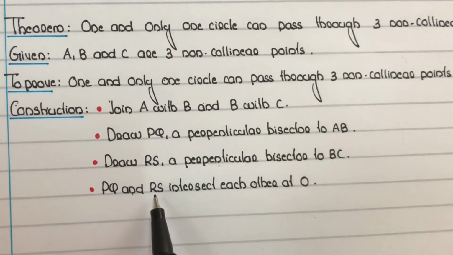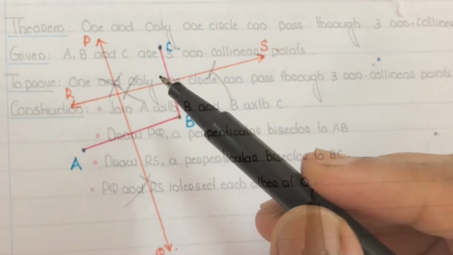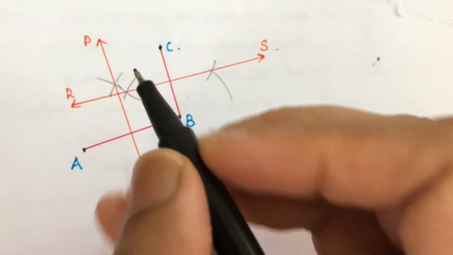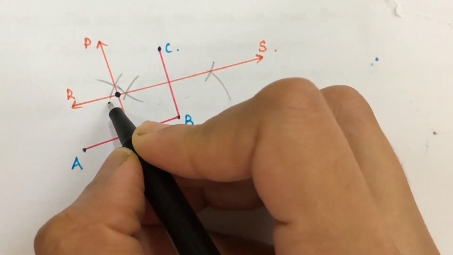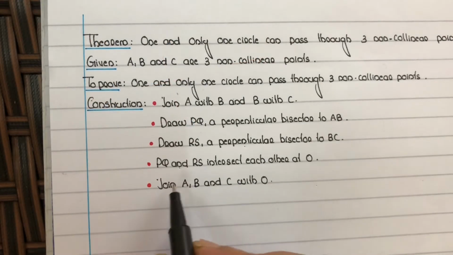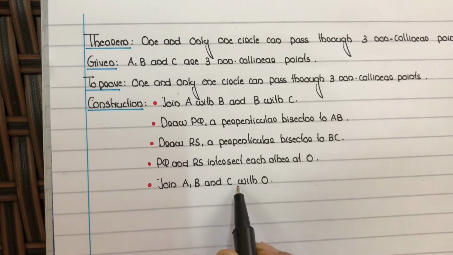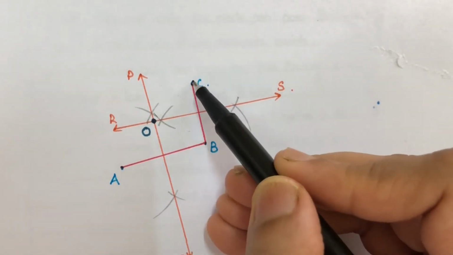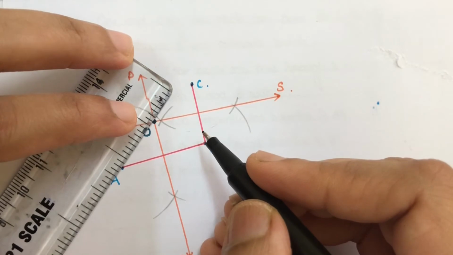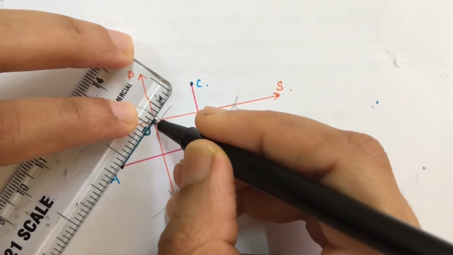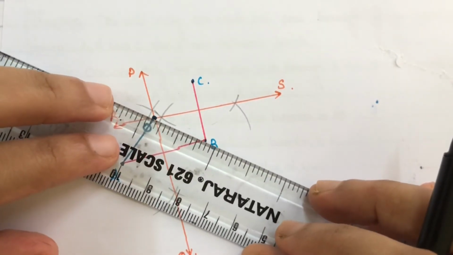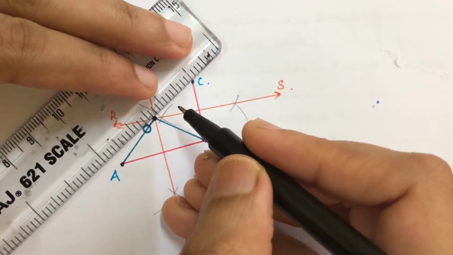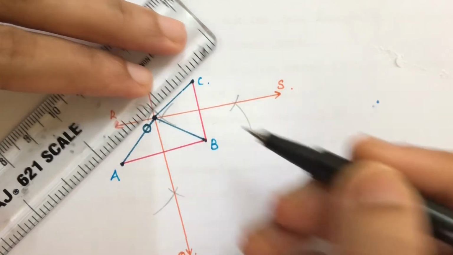Next point, PQ and RS intersect each other at O. PQ, the perpendicular bisector of AB, and RS, the perpendicular bisector of BC, intersect each other at O. Next point, join A, B and C with O. Join AO, BO and CO.